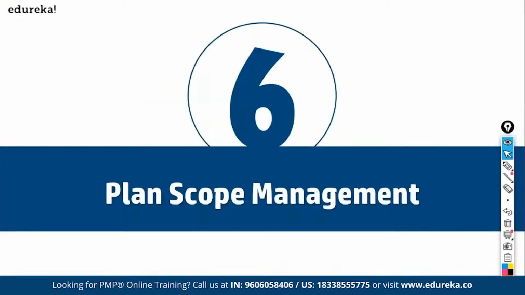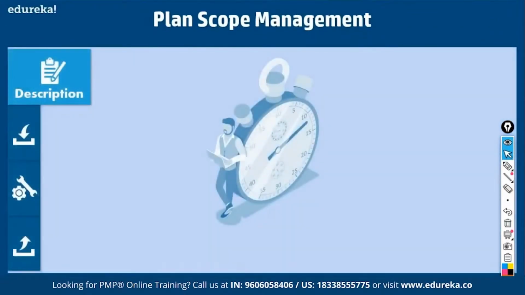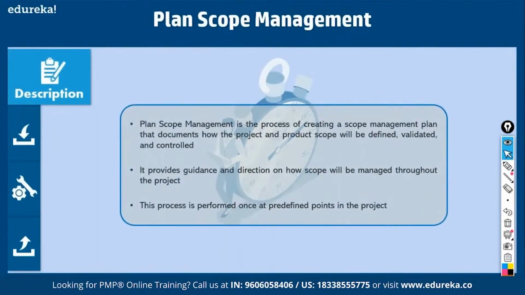So the first process is plan scope management. What do we do here? We come up with a scope management plan. So what is a scope management plan? Plan scope management is the process of creating a scope management plan that documents how the project and product scope will be defined, validated, and controlled. Define is how we define the scope, how we decide what features and functions it should support. Validation is how we get it accepted by the customer. So it provides you guidance on how to manage scope.